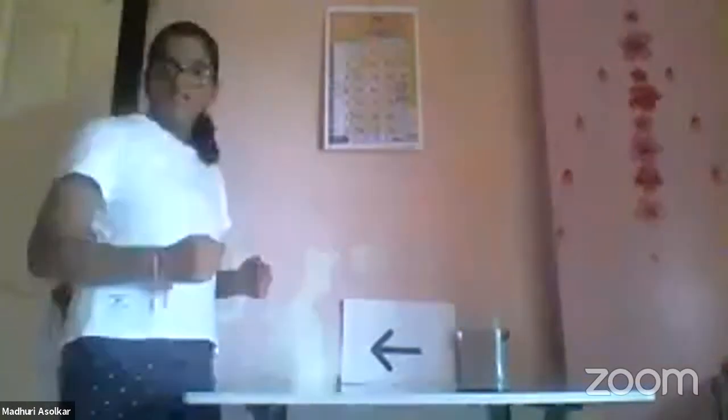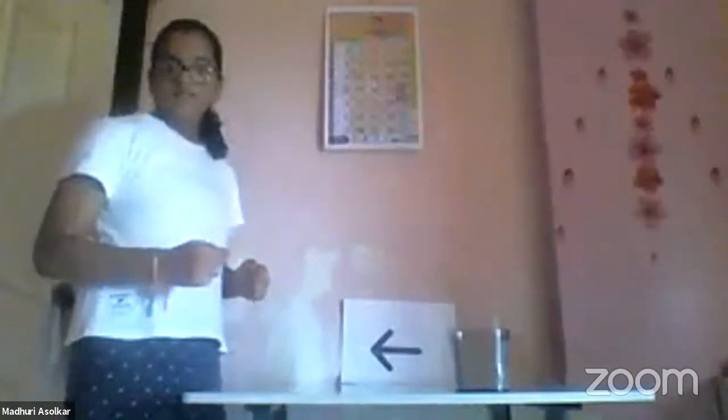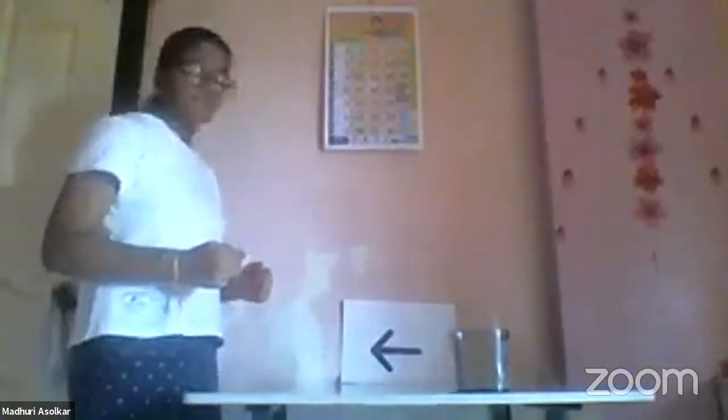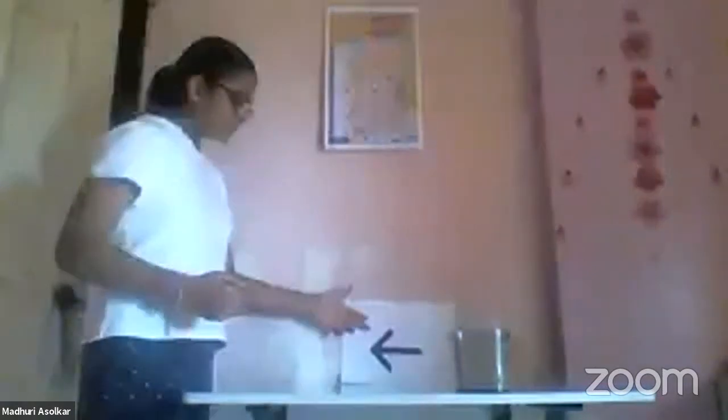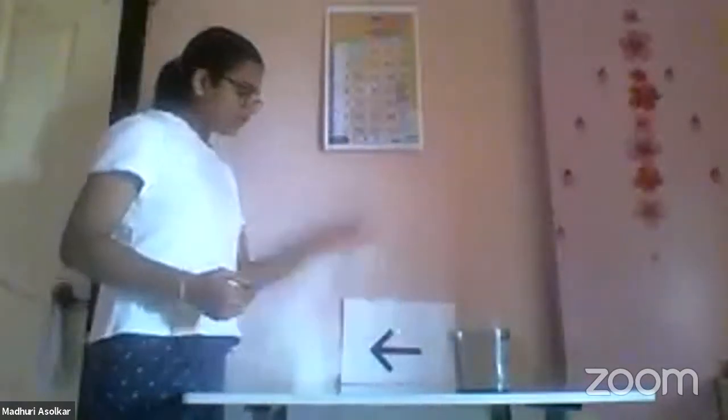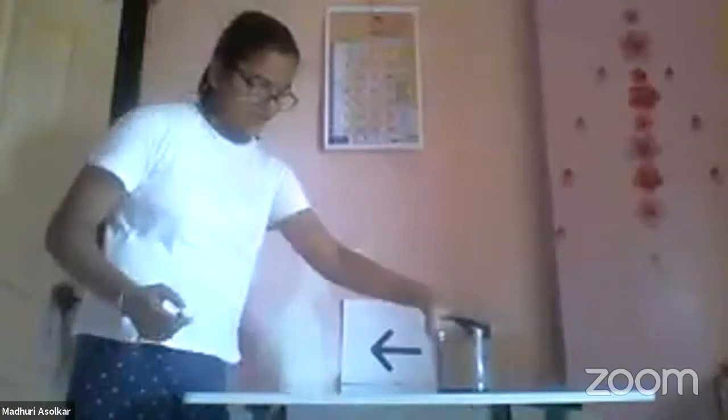Good afternoon, everyone. I am Madhuri Asulkar from class 8. Today I will be performing an activity on refraction of light. I have an image. This image shows an arrow pointing towards the left. When I place a glass of water in front of it, the arrow points towards the right. What is this? This is called refraction of light.